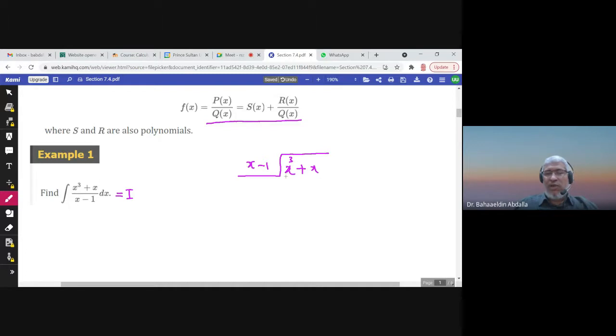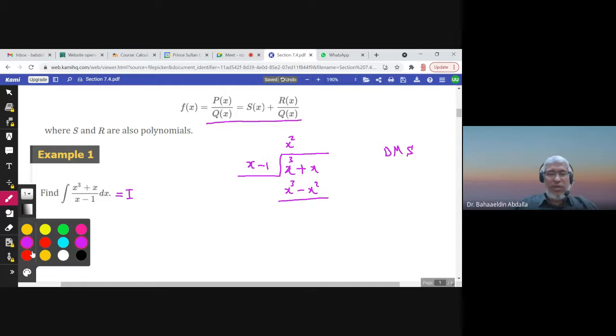We start by dividing the highest power here, the term with the highest power, x cube over x. When I divide x cube over x, I subtract the powers and I get x squared. I write it here. So first step is to divide. Second step is to multiply. Now I multiply x squared times x, I get x cube, and x squared times minus 1, I get negative x squared. Third step is to subtract.